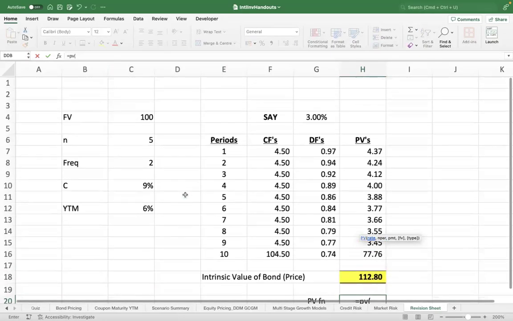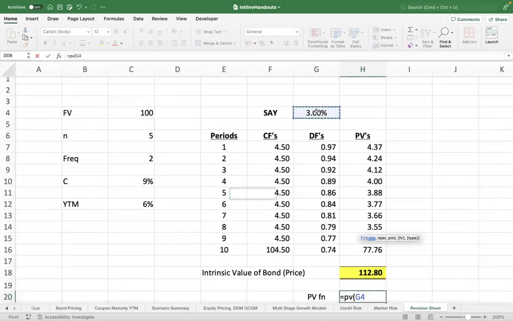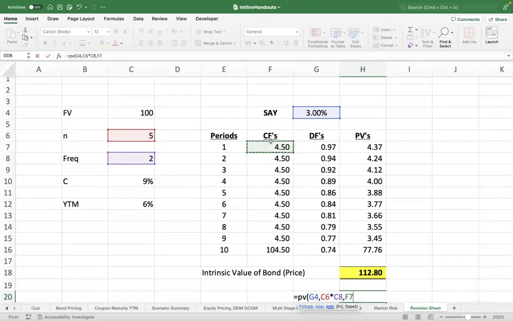Rate is what? Rate is always your yield, YTM. In this case, it will be the adjusted yield, the half yearly yield, which is 3%. NPER is number of periods. It will be 10 periods, which will be your number of periods into the number of years into the frequency. What is my PMT? My PMT is my annualized coupon, which is $4.50.